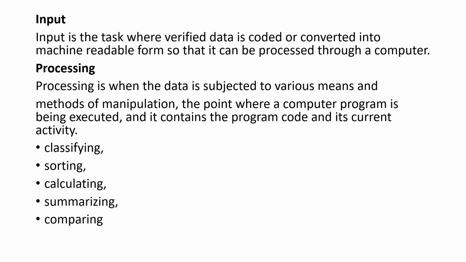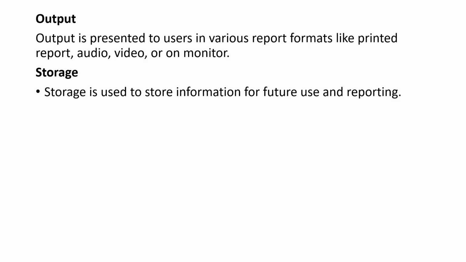Processing is when the data is subjected to various means and methods of manipulation, the point where a computer program is being executed, and it contains the program code and its current activity. The activities of data processing are classifying, sorting, calculating, summarizing, comparing. Output. Output is presented to users in various report formats like printed report, audio, video, or on monitor.